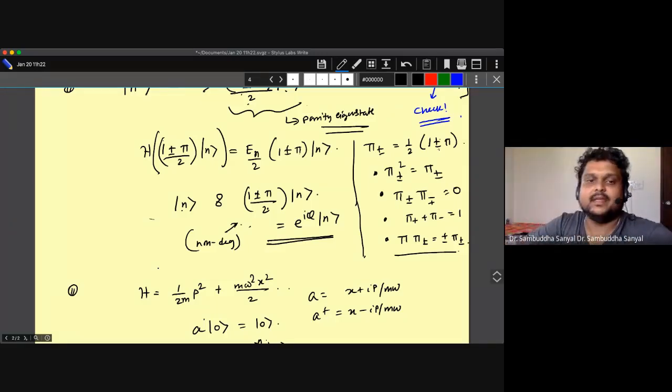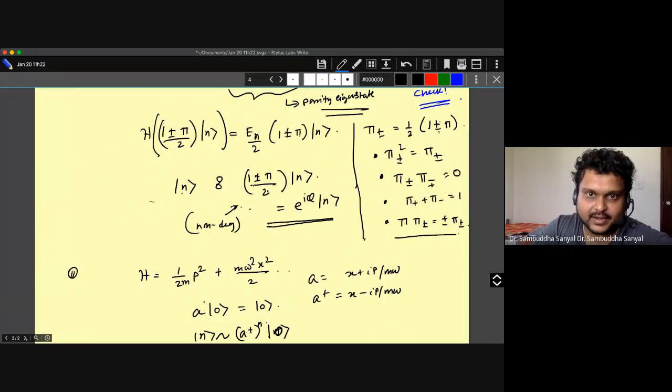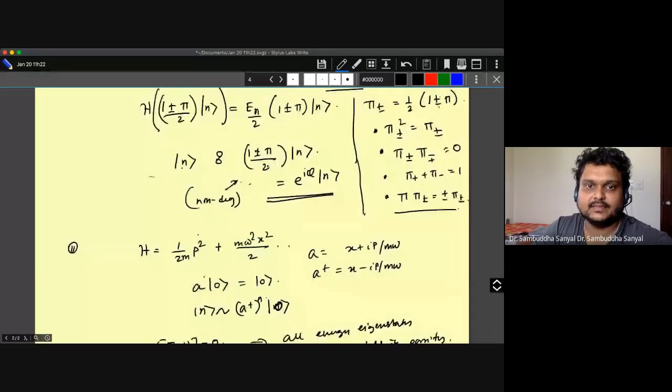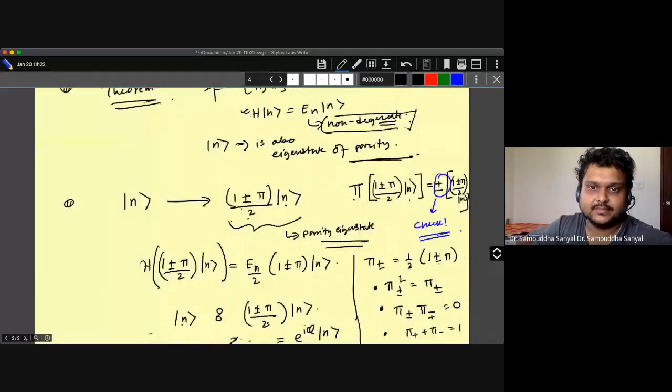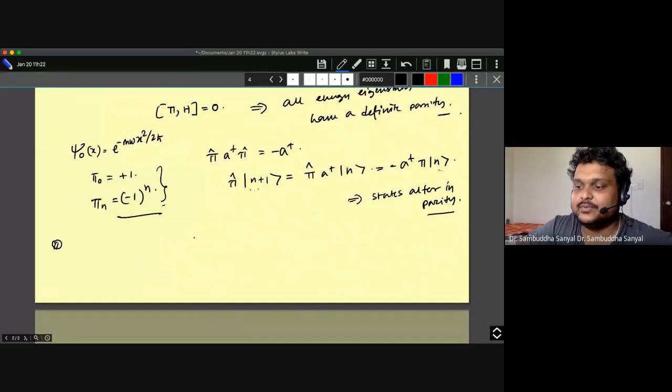Okay, now let me give another example, a very trivial example, to emphasize the importance of this degeneracy point. I have used the fact in proving the theorem that this E_n must be non-degenerate. So let's do a very simple example where this is degenerate, and you will see the impact of that. Let's take an even simpler system, a free particle in space, H equal to p squared over 2m. So that's a free particle.